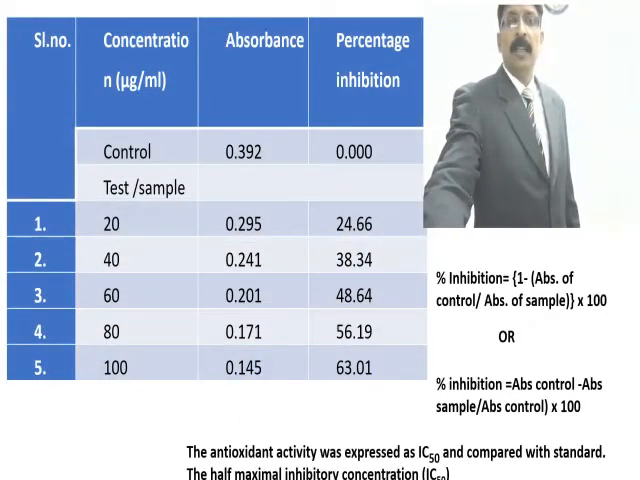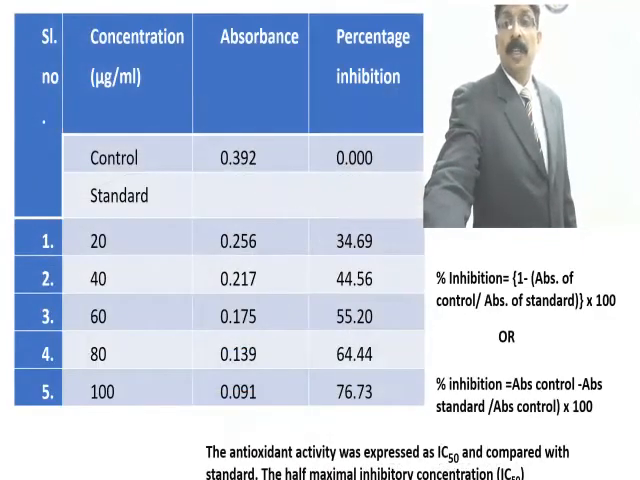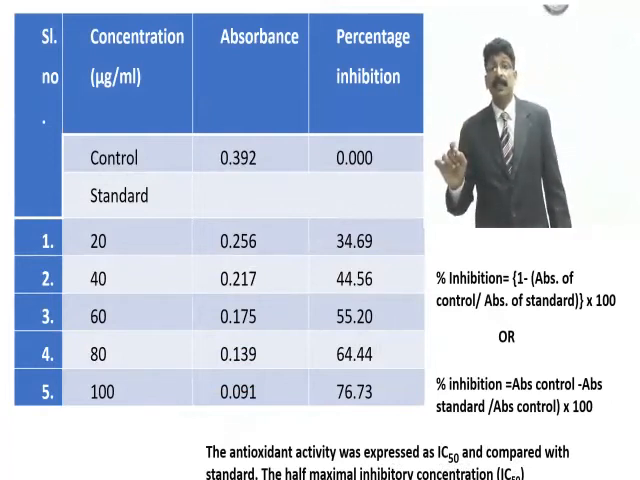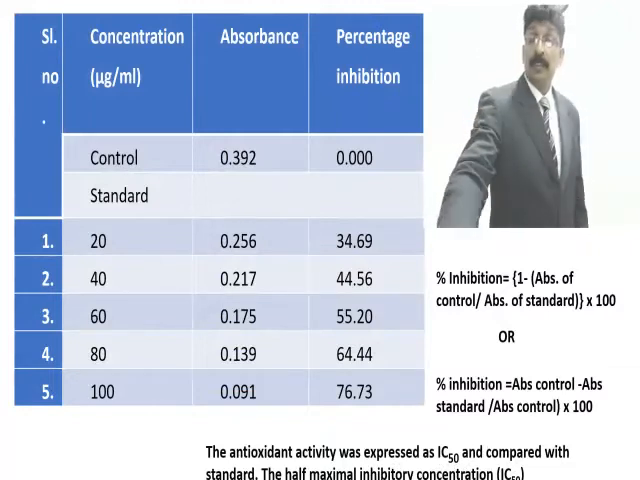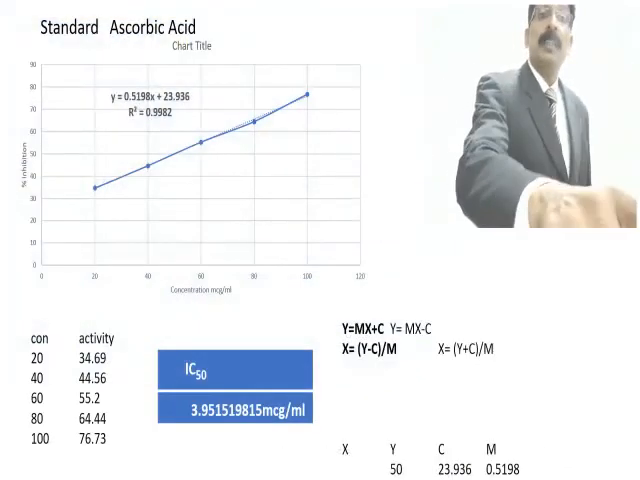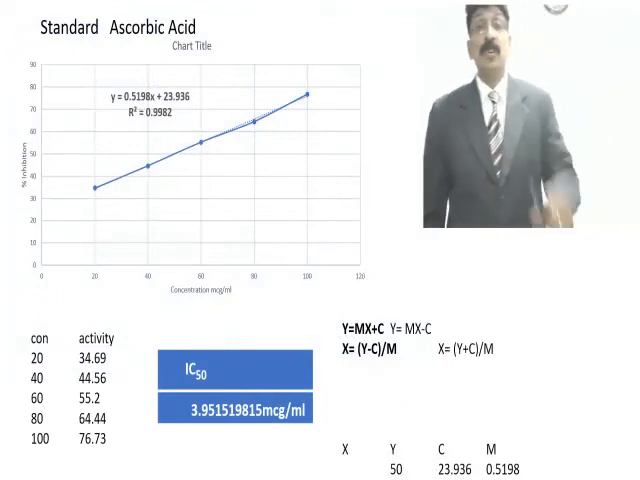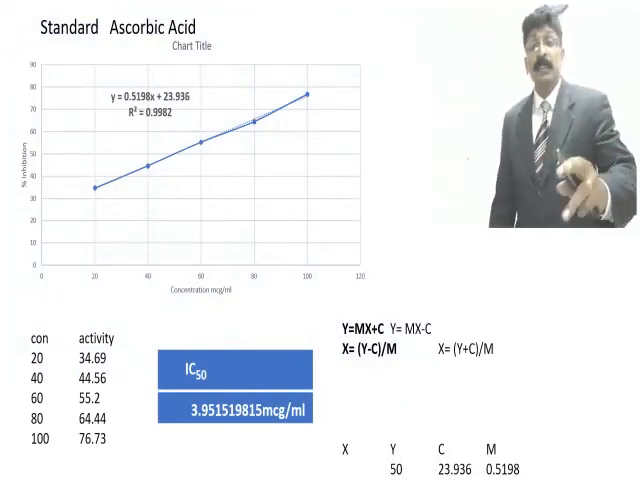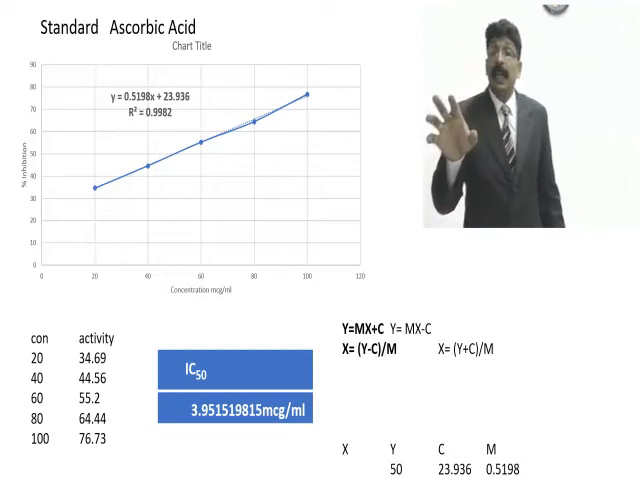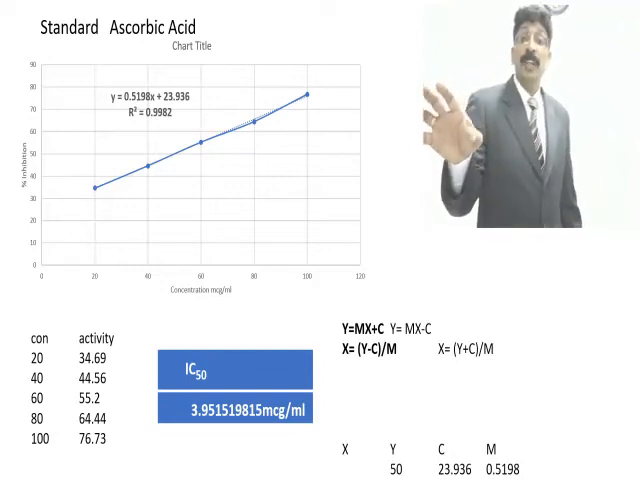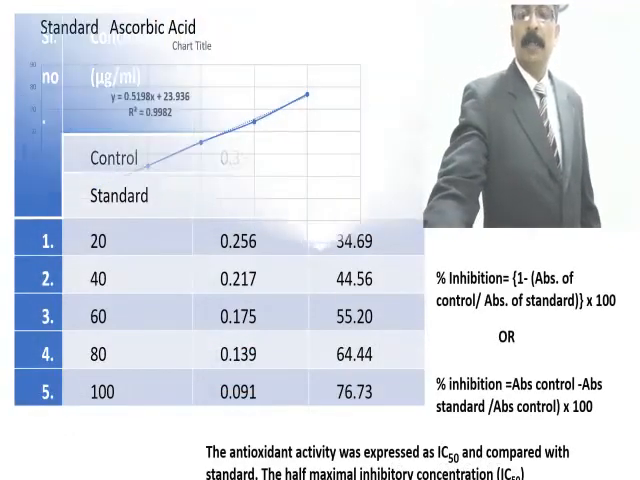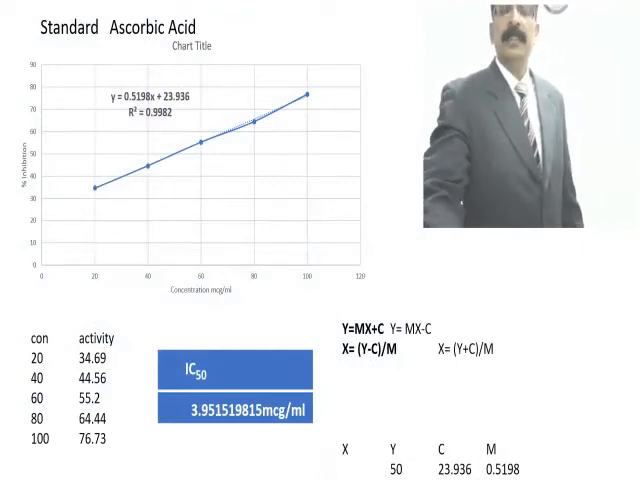First you should know, antioxidant activity is expressed as IC50 and compared with the standard. It is the half maximal inhibitory concentration. What does IC50 mean, and how do we find it? How did I get this Y value, and what is the R square value, the value of X, and the value of Y? Y we take as 50, with the concentration, and what is the value of M? This will give you the exact value of the concentration at which we find IC50. You just listen to me.